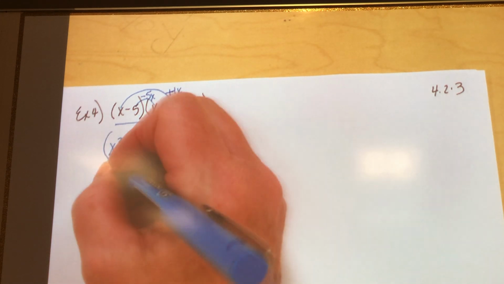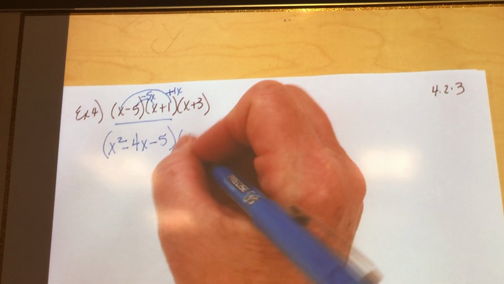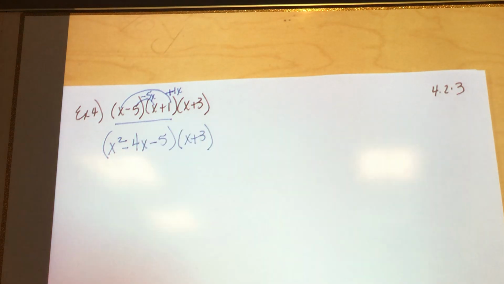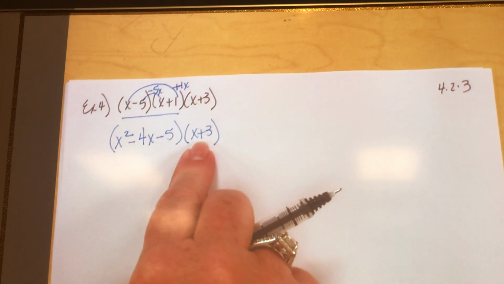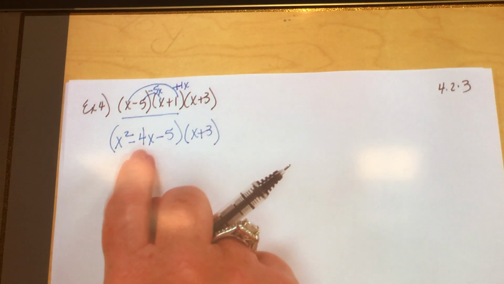So now I have this trinomial times this binomial. Have we done this before? We just did it, people, we just did it twice. Okay? So I'm going to take the smaller guy. Now, could you take the larger guy and separate him like we did?